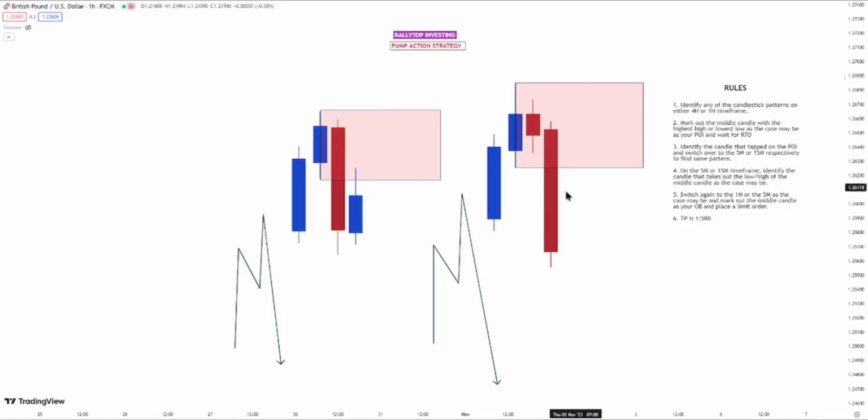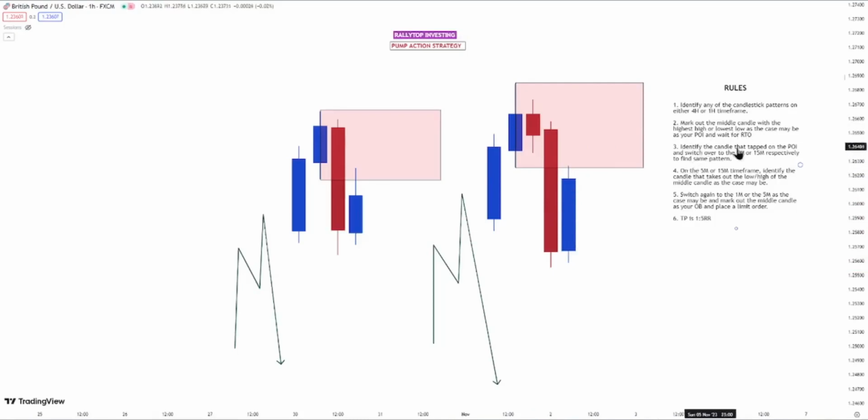The same thing with this one here. It's exactly the same thing. Price went back and tapped into this point of interest. All right, that's rule 2 fulfilled.